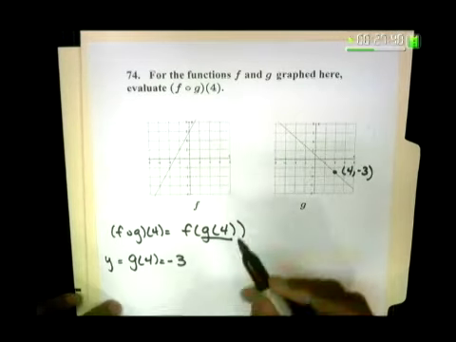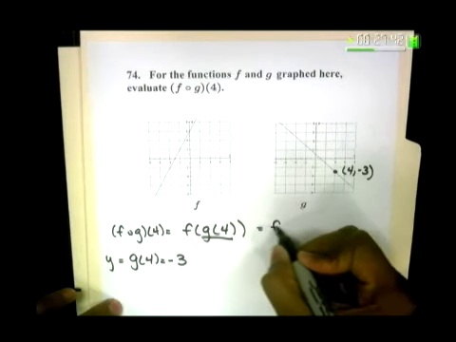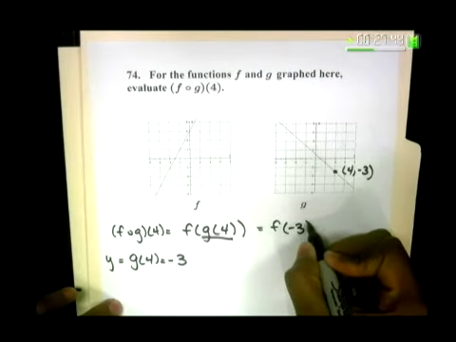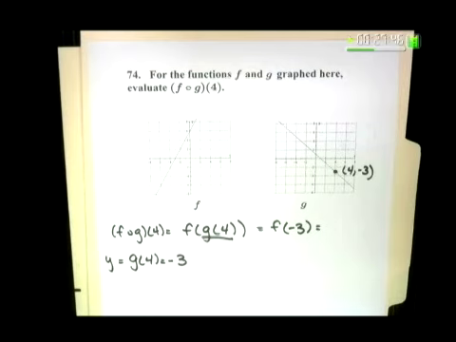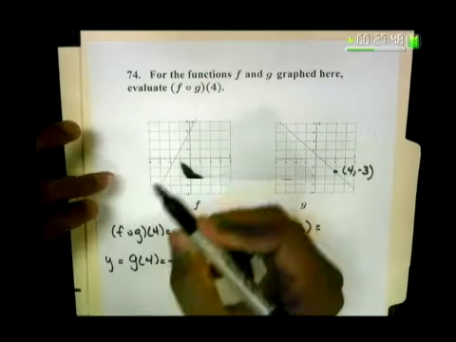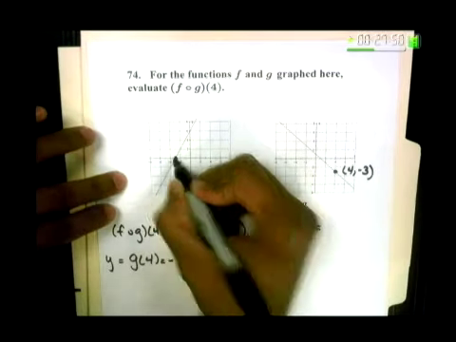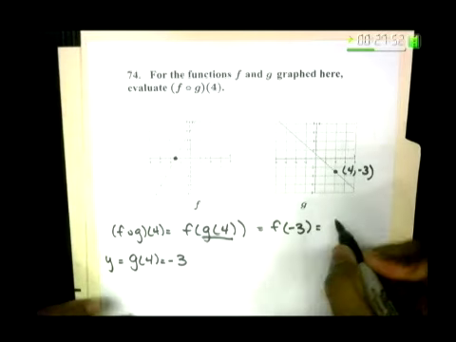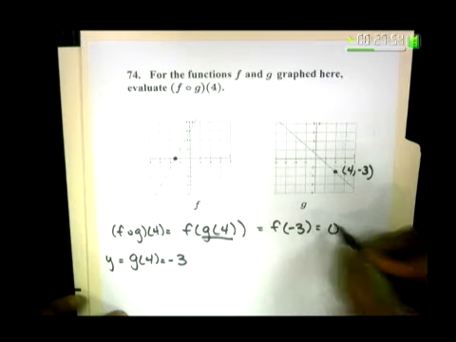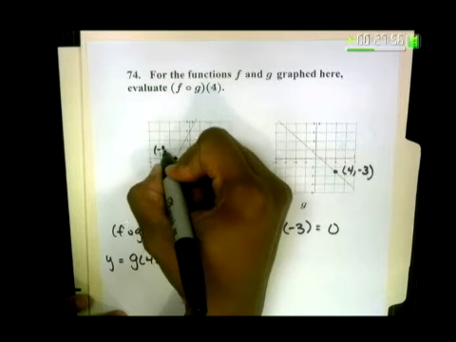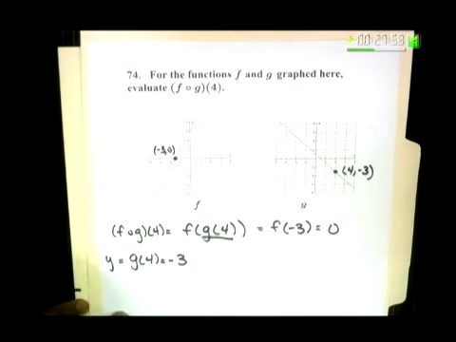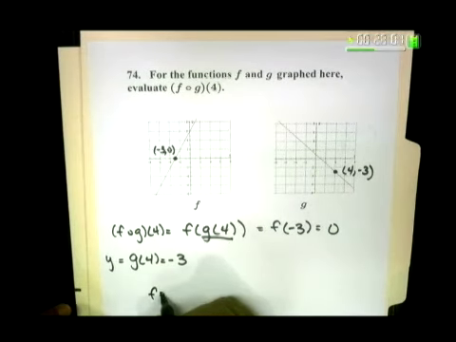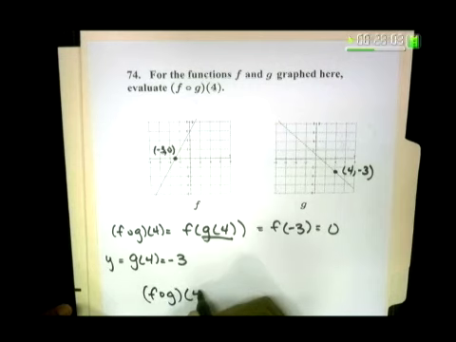Okay, so now I'm going to find f of g of 4, which is f of -3. And now I can use the graph. So where x is -3, that point right there, what is f of -3? 0. Okay, so that tells me f composed with g of 4 is 0.